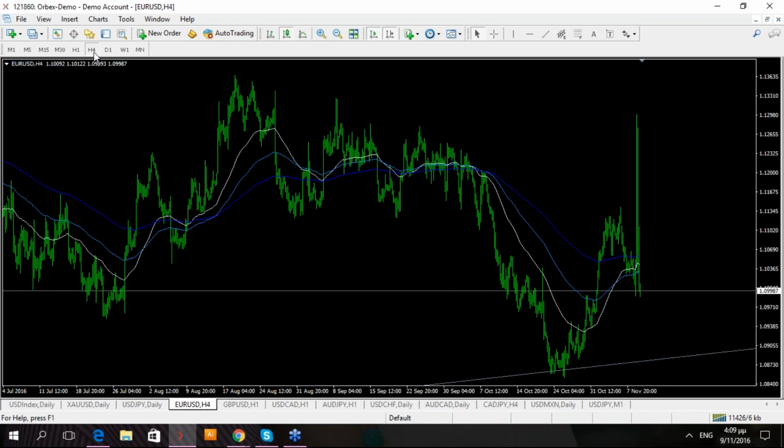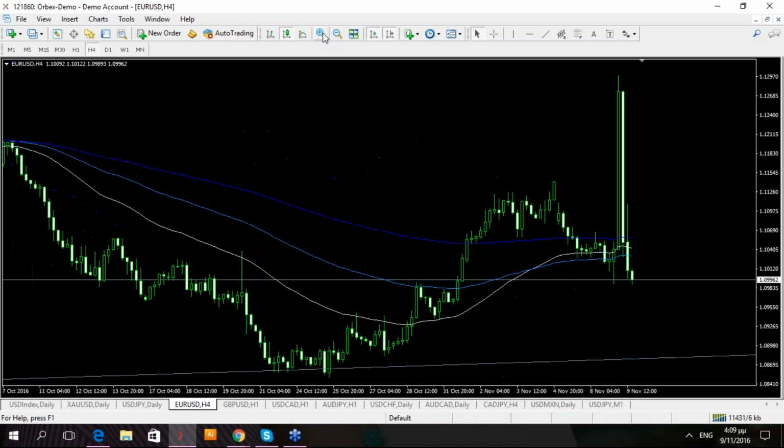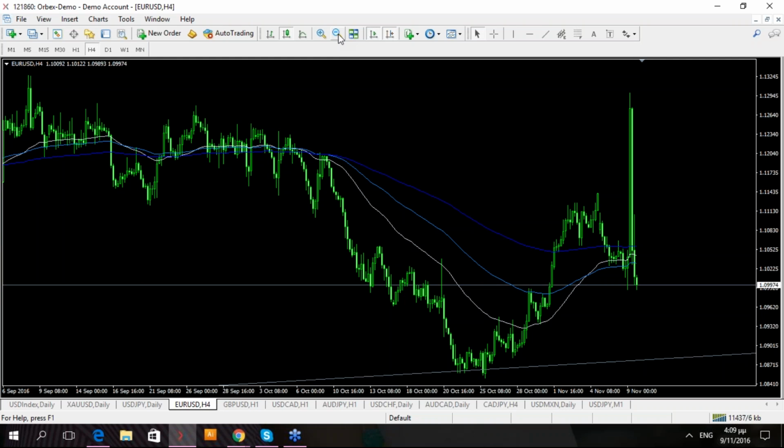So as you can see, a different picture altogether in the 4-hour chart. Okay, so 4-hour chart right there. We've got a bit of an ABCD going on right at the very top there, and then it fell all the way downwards here. Okay, so a different picture here, a bit of selling pressure under the three lines as well in the 4-hour chart.